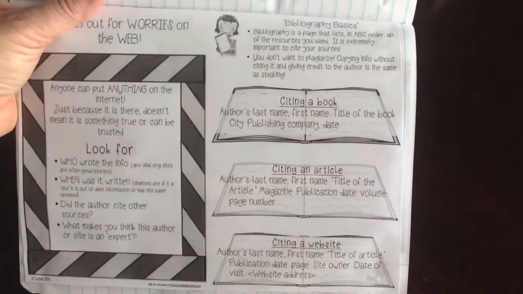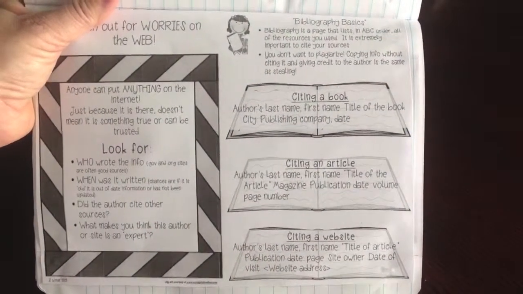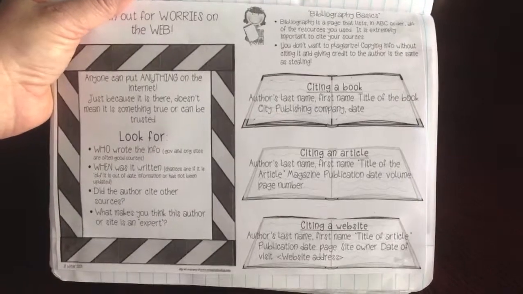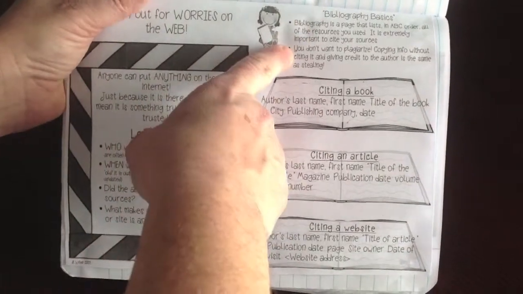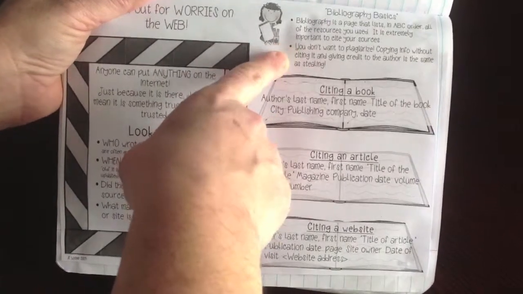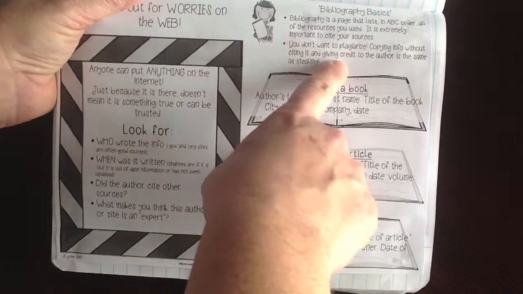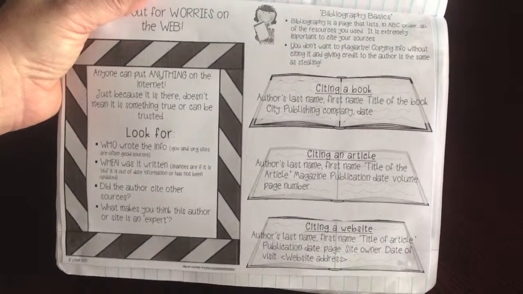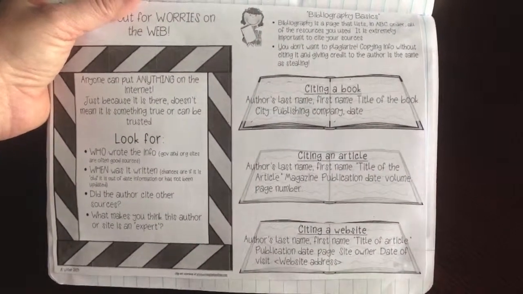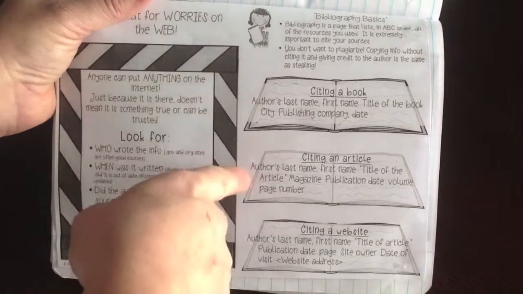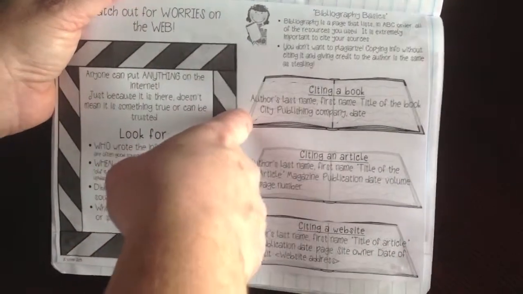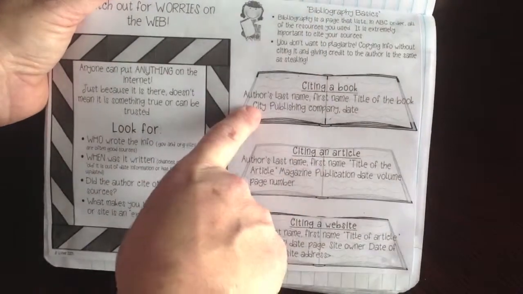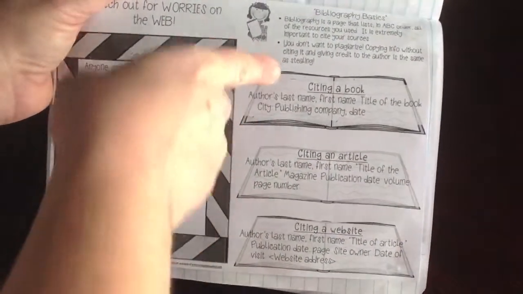And then finally, because you are citing your information, you're giving credit to your sources. It's important to note some bibliography basics. A bibliography is a page that lists in ABC order all of the resources that you used. It's extremely important to cite your sources because you don't want to plagiarize. When you copy information without citing it and giving credit to the author, that's the same as stealing. You're stealing that person's intellectual property. It's also important to note all of this information because if you need to go back and check something in your source, you know exactly how to find it again.